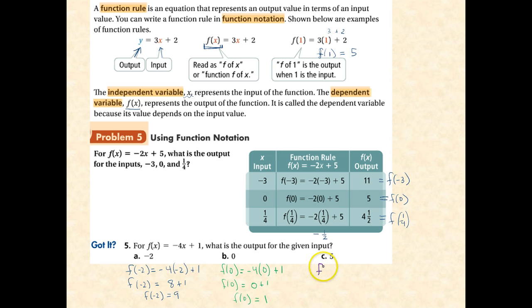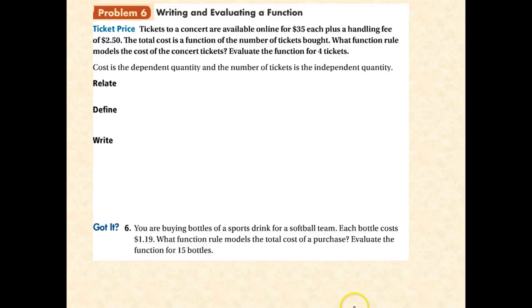And for C, we're going to do f of 5. So that's going to be negative 4 times our input 5 plus 1. F of 5 equals negative 4 times 5 is negative 20 plus 1. So f of 5 equals negative 19. So we can write function rules to model real-life situations.